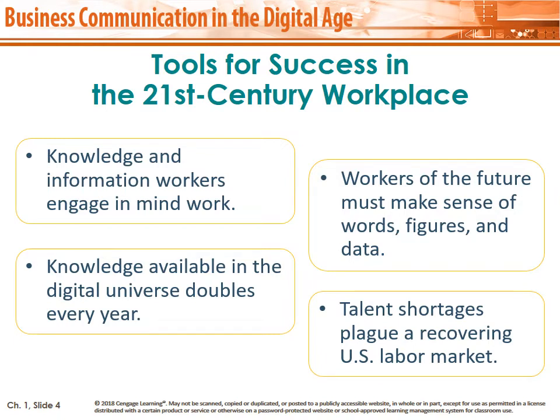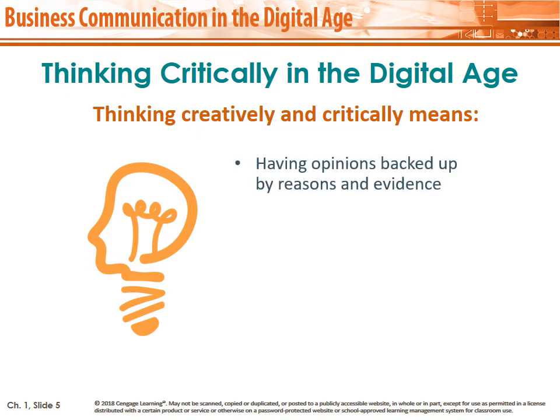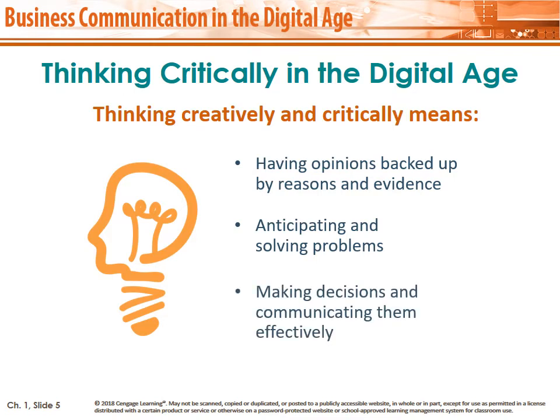Nowadays, knowledge on the internet doubles every year. So you need to be aware of this. And as you can see, in the US labor market, they still have a shortage in talent. So you have to equip yourself in order to be a good employee and to find your place in the 21st century world. This needs from you to work more on your critical thinking. You have to think creatively and critically, which means that you need to have an opinion backed up by reasons and evidence. You need to have an opinion or a point of view, but you need to show me that you have a reason. You are not just having a point of view for no reason. And you need to anticipate and solve problems. You need to think and to find alternative solutions for your problem and to make decisions and to communicate effectively.